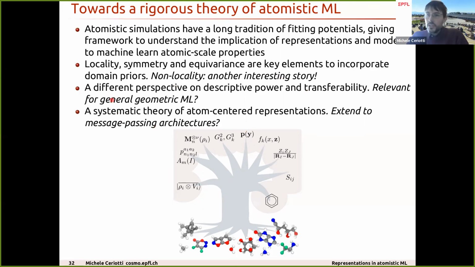Something we are trying to do is to see if we can also use a similar idea to systematize the construction of message passing architectures, because I don't know about you, but when I read a paper about message passing in my field, I have a very hard time understanding if two different papers are doing something different or they are doing just the same thing, just using a different notation and dressing up the problem in a slightly different way.